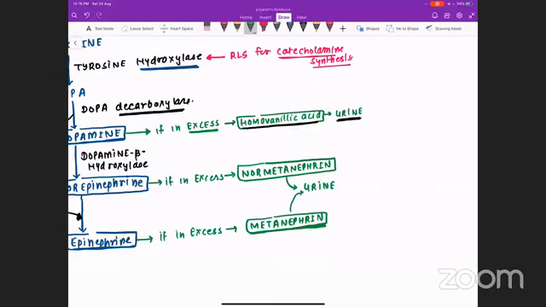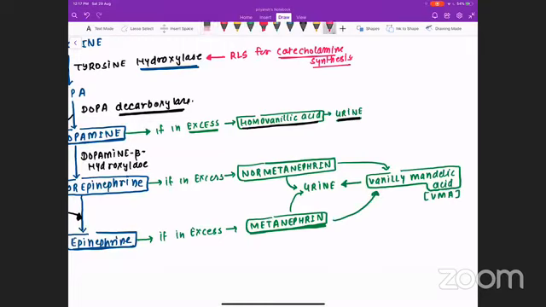Or sometimes what they do is, these molecules can convert into something called vanillyl mandelic acid. The normetanephrine can convert into vanillyl mandelic acid, which is written as VMA, and this vanillyl mandelic acid will come in urine. This metanephrine can also convert into vanillyl mandelic acid, and that can also come in the urine.